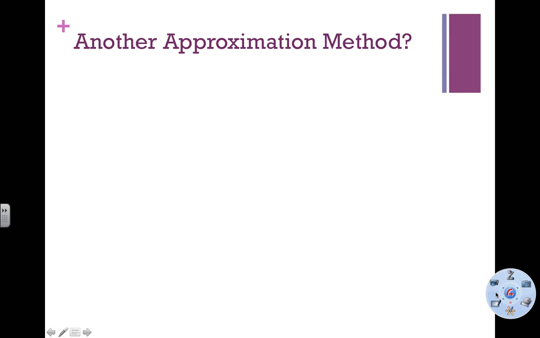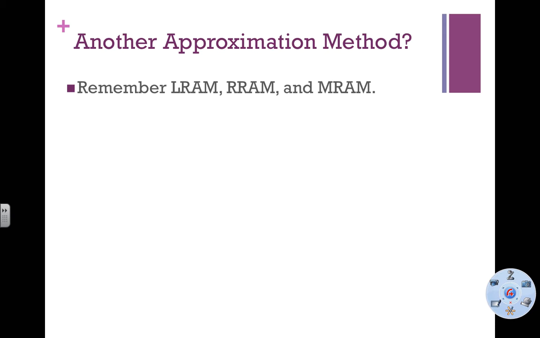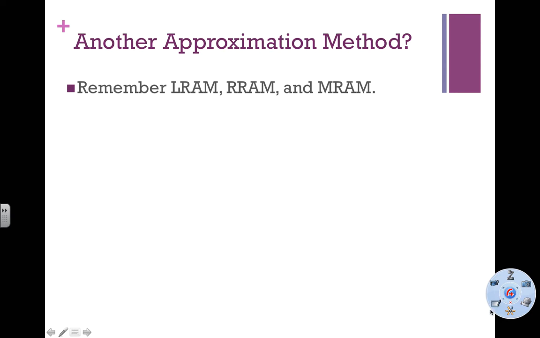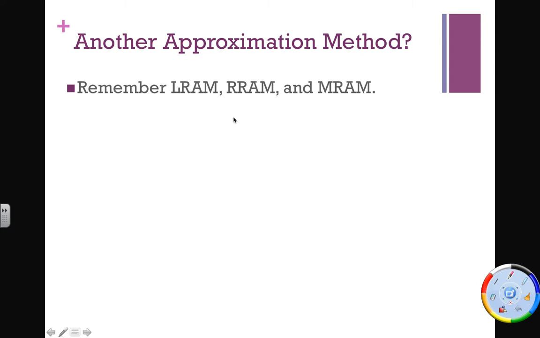So the trapezoidal rule is actually another approximation method. The approximation methods that we have dealt with already, you remember LRAM, RRAM, and MRAM. We just went over these. The problem is with the R's that you have here, the second set of R's, this R and this R are all the same word, and the same word here being rectangles. Rectangular.